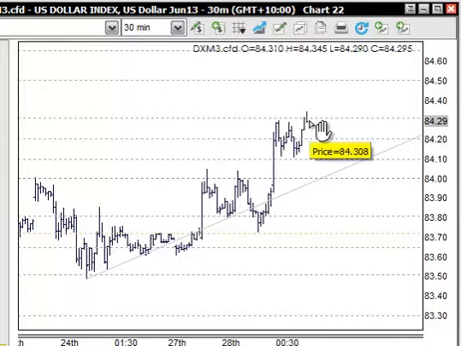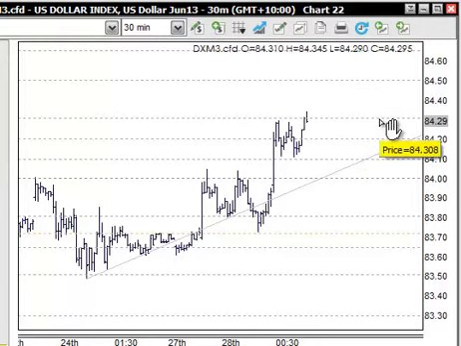So we can expect this to have a correctional pattern across here. It needs to correct the wave structure from this point to that point, so an A, B and C across here. I can spend some time through here, but eventually I'm looking for that 84.30 to become support. Once that becomes support, then the target naturally goes to the 50.